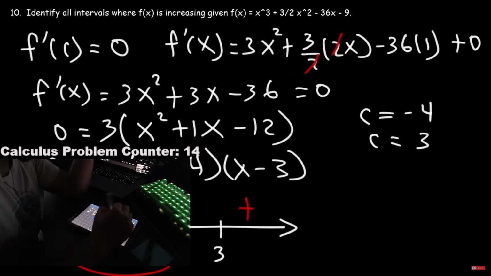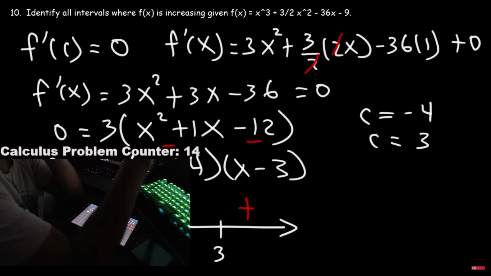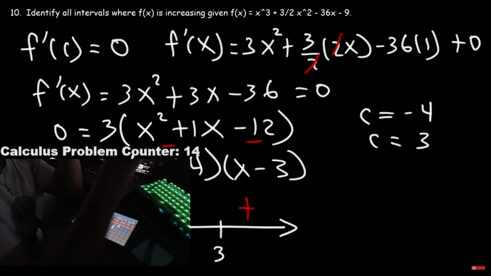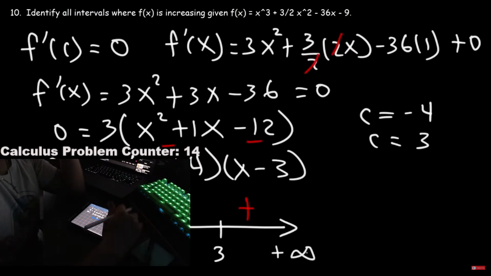Now, let's pick something less than negative 4, like negative 5. Negative 5 plus 4 is negative. Negative 5 minus 3 is a negative number. A negative times a negative number will give us a positive number. So a positive. All the way to the left will have negative infinity, and to the right, positive infinity.